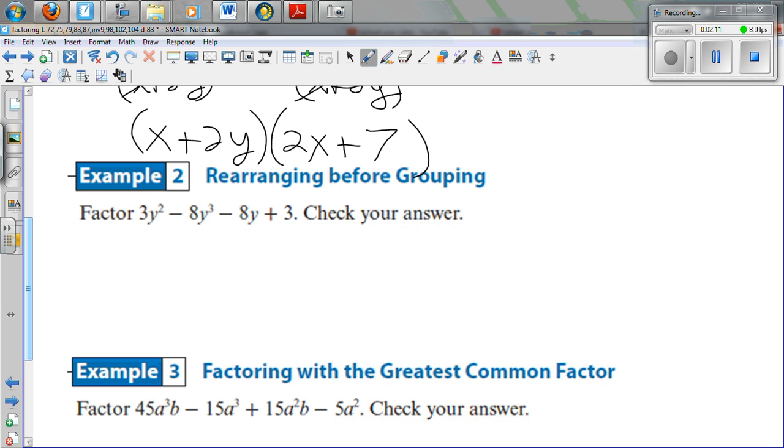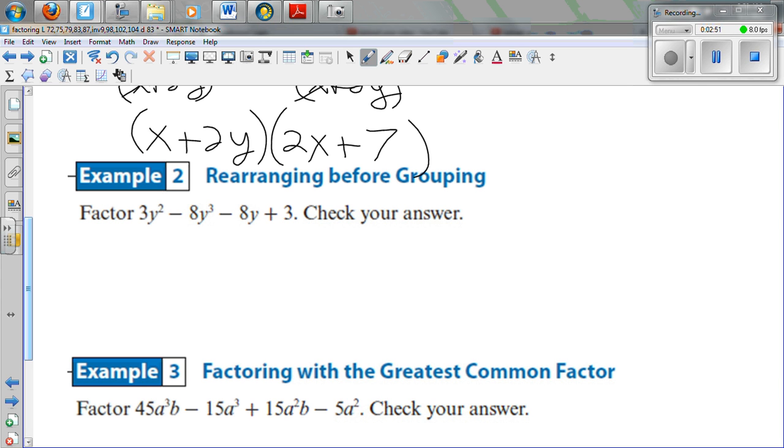Sometimes I need to rearrange before grouping. If you look at this, like the 8y, if we looked at this as a group, and I'm going to change this to plus a negative 8y here, if we looked at that as a group, an 8y plus 3, we don't have another 8y plus 3, so these aren't in the right order, because this would be 3y minus 8 maybe. So we want to rearrange these things sometimes so that we can group them a little bit better and recognize where things can be taken out.